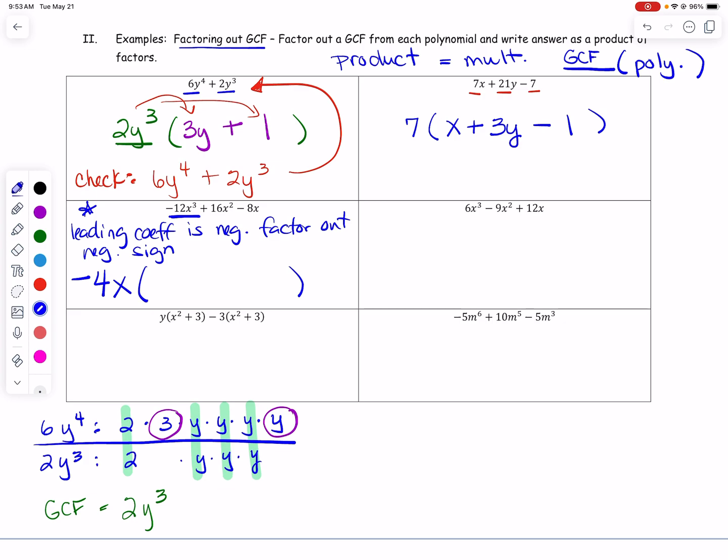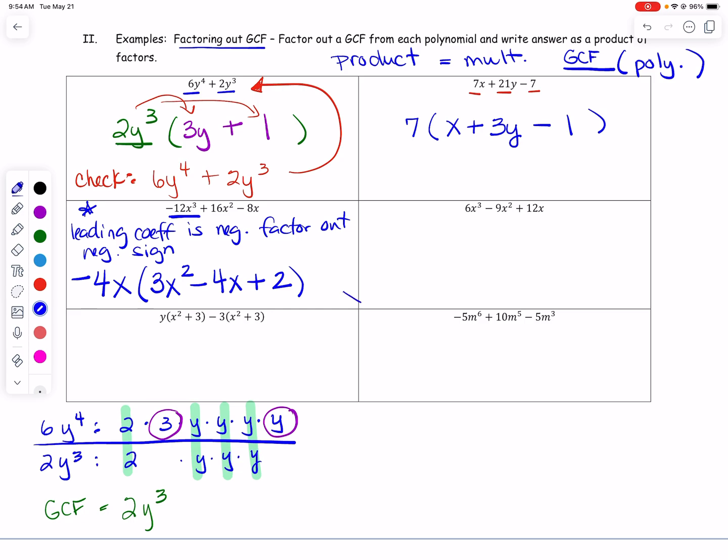So when I take negative 12x cubed and divide it by negative 4x, I am left with positive 3x squared. When I take 16x squared and I divide it by negative 4x, I'm left with negative 4x. And when I take negative 8x divided by negative 4x, I'm left with positive 2. So watch that, because in Hawks, they will expect you to take out the negative sign with the factor if the leading coefficient is negative.